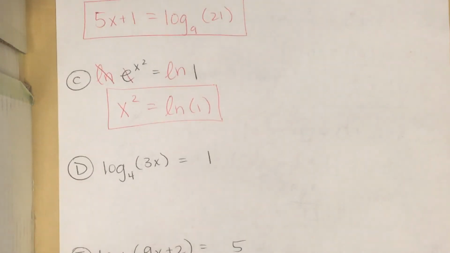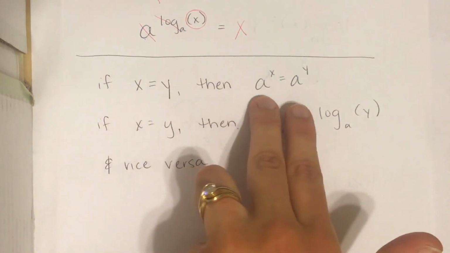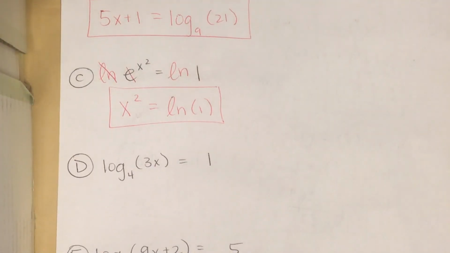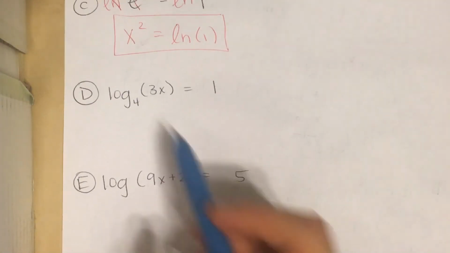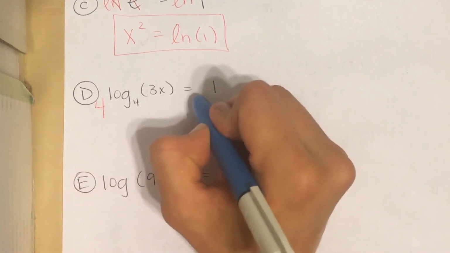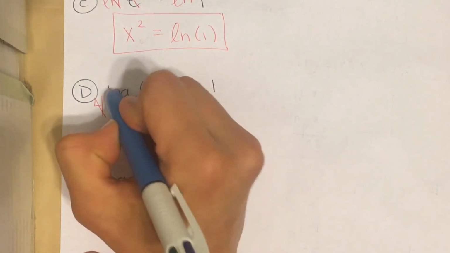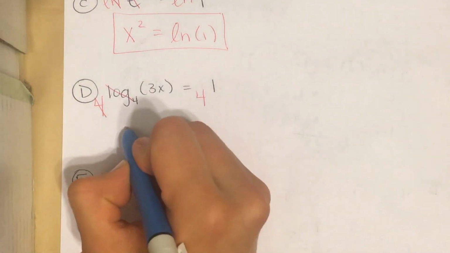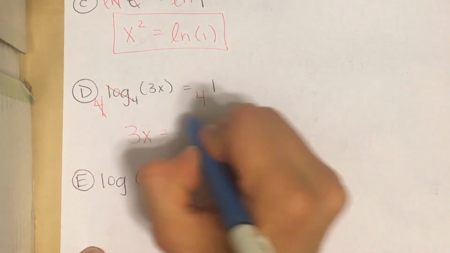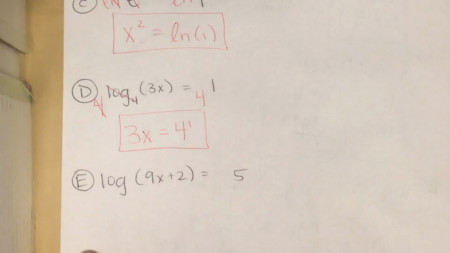In the bottom, instead of putting logs in front of both sides, I want to put exponent bases. If x equals y, a to the x equals a to the y. So same idea here. Since this logarithm equals 1, I can make this 4 raised to the log power equals 4 to the 1 power. Then on the left, my base 4 for my exponent and my log base 4 cancel. This is just a normal 3x, and on the right, it stays 4 to the 1 power.